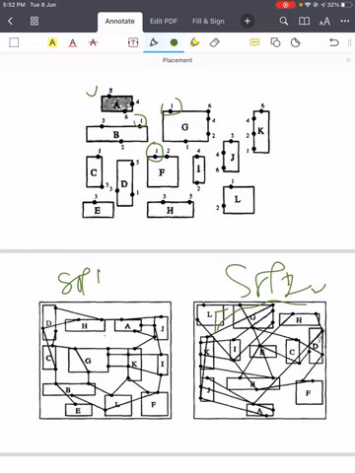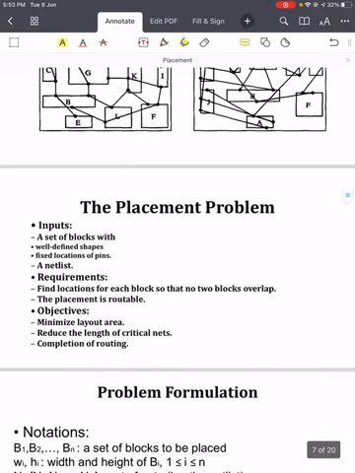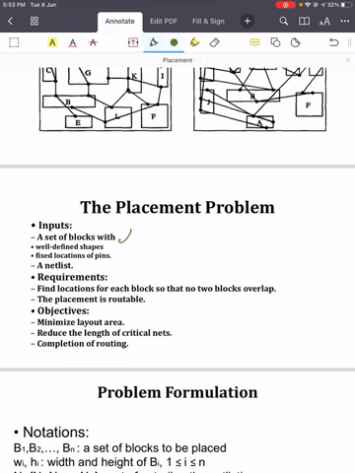Okay, so let me more formally present or describe this placement problem. First, the input of the placement is basically a set of blocks with well defined shapes, and we have fixed locations of the pins. Okay, and also we have a net list. Net list means which pin is connected to which other pin. Okay, that description is also known to us.